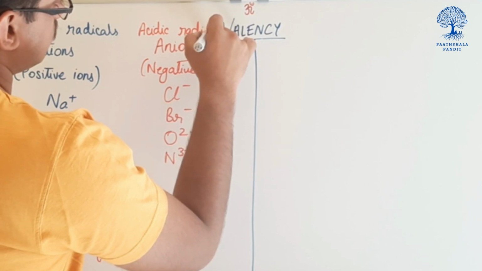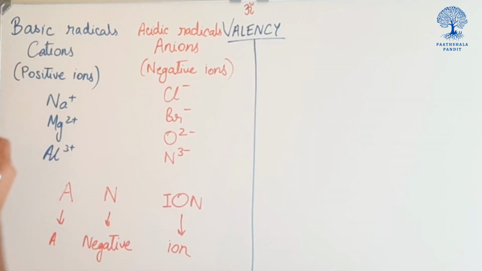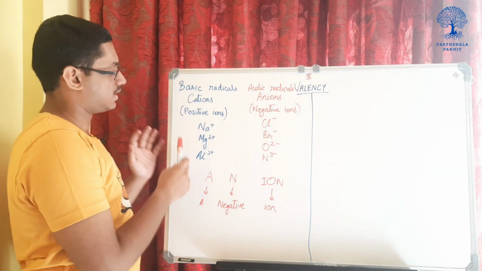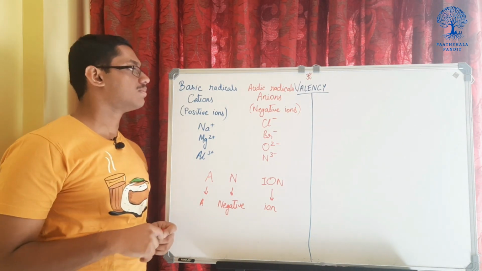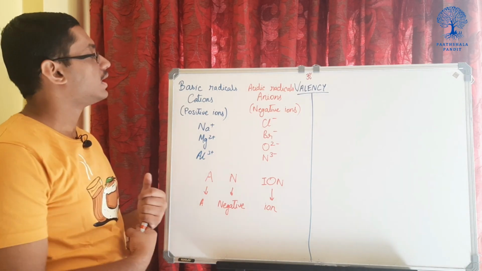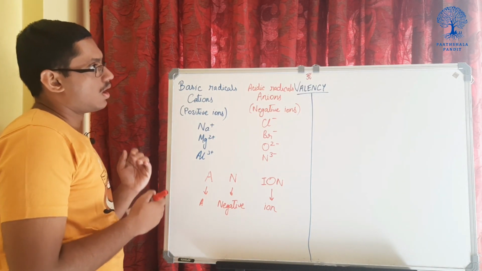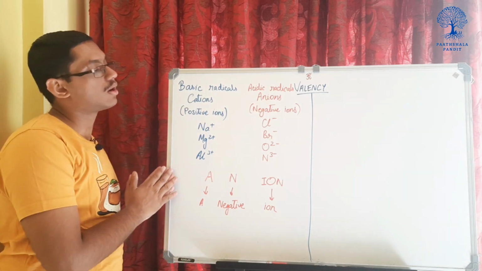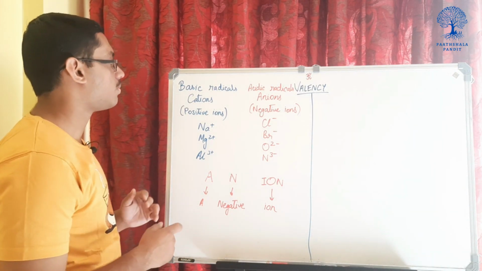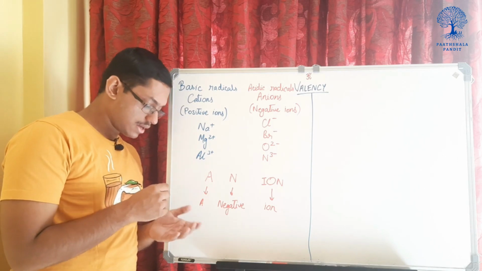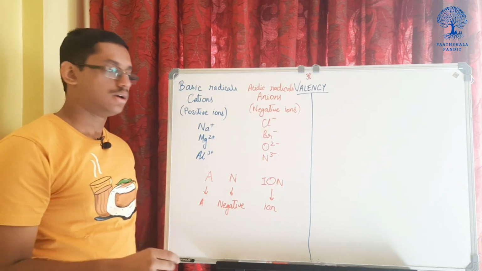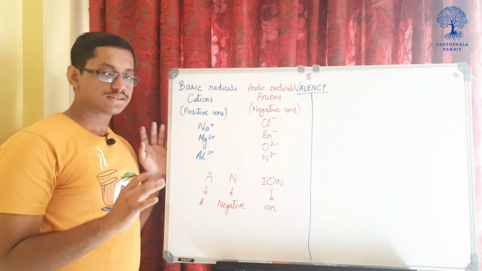Acidic radicals. Okay, remember one thing, these cations, these sodium, magnesium, aluminium, all these things, they are basic, which means that whenever they form a compound which will turn blue litmus paper, they are known as basic radicals.